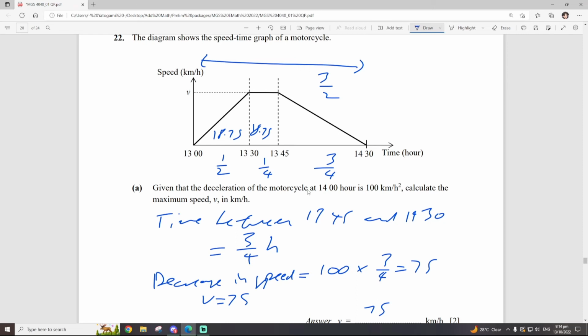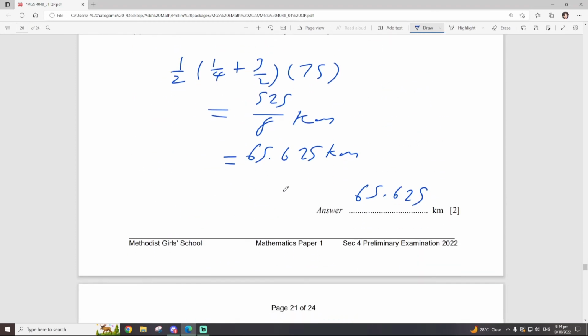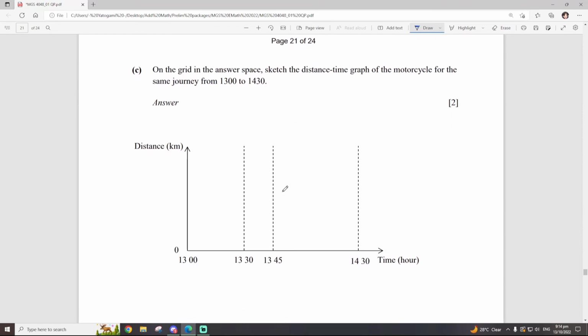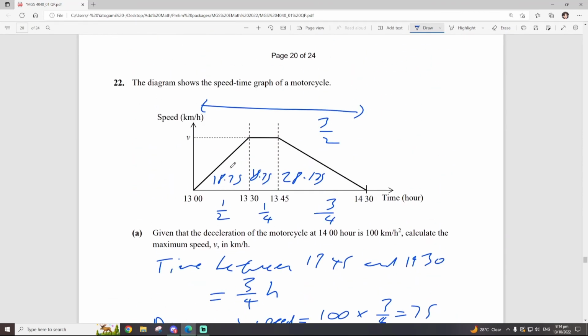And this here was 3/4 hours, so this one is times 3/2. I prefer my TI-84. Where's my TI-84? 28 point... yeah, 28.1125. Okay, which makes sense. Yeah. Okay. So we can actually see that the gradient here is positive, which means that when you get the distance, it's actually increasing.